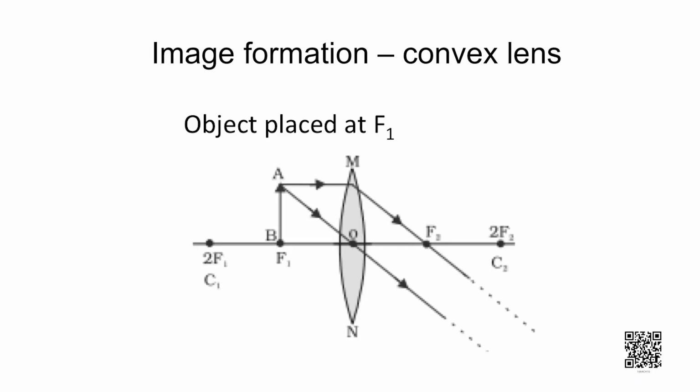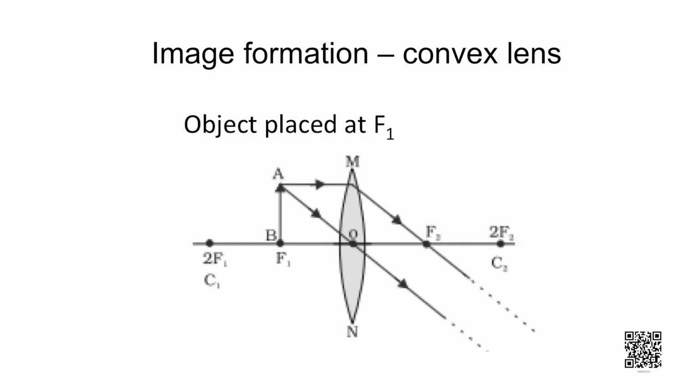Now, we shall consider the object at the focus F1 of the lens. A ray starting from the tip of the object parallel to the principal axis after refraction shall pass through the focus on the other side of the lens. The other ray has been taken to be the one passing through the optical center. This does not undergo any deviation after refraction through the lens.